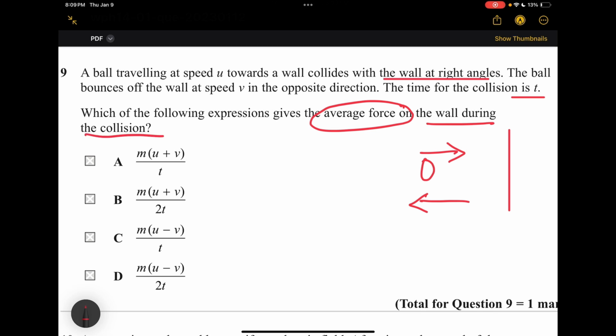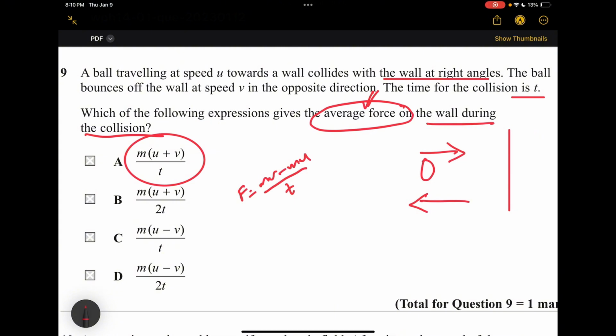So for the force on the wall, we know the only formula here you can use is mv by t. Basically it is the second law formula. F is equal to the rate of change of momentum. So F is equal to mv minus mu divided by time taken. This is our formula, right?